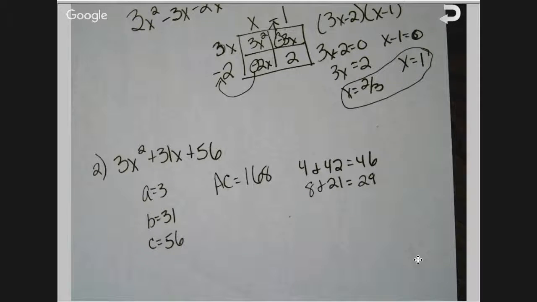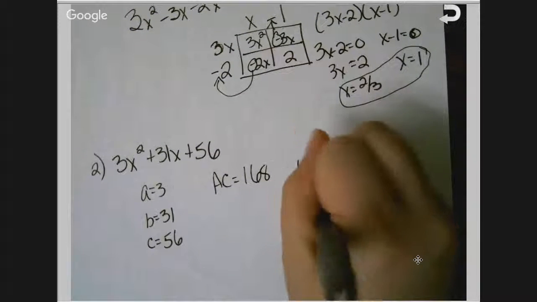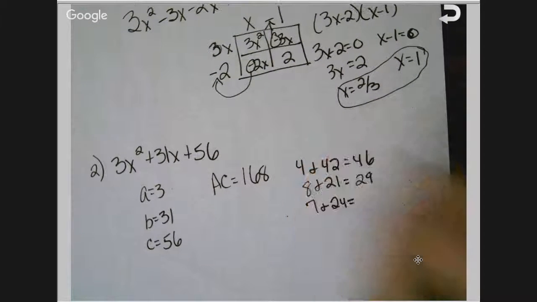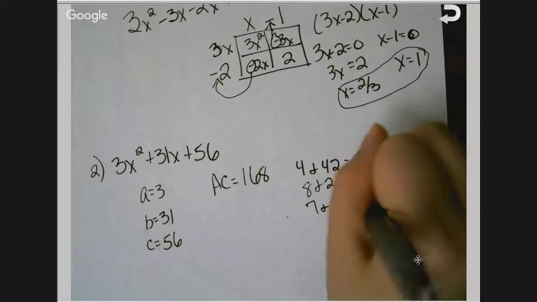Okay, so 8 was too much. I needed to try something lower. We know it's between 4 and 8. I'm just now going to start going down by 1 each time. So 168 divided by 7 is 7 and 24. Well, 7 plus 24 is 31.